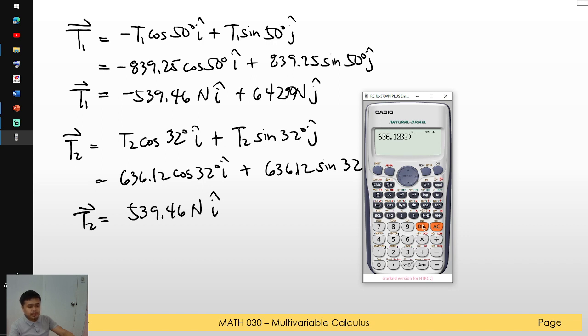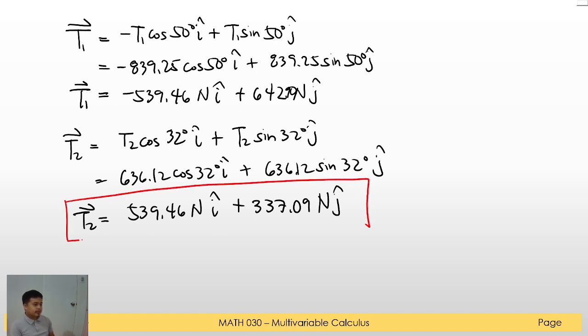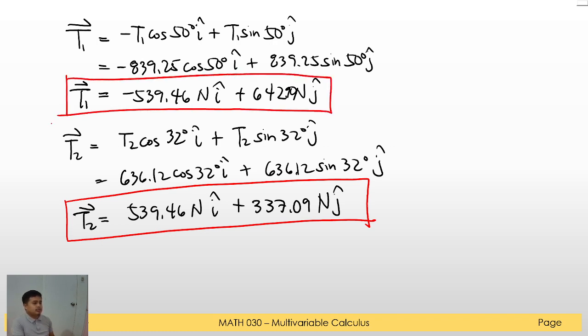And then for the other one, we have 636.12 sine 32, so 337.09. So plus 337.09 J hat. Newtons, you have to include the newtons and the J hat. So these are your vectors representing your tensions. Thank you guys and see you in class.